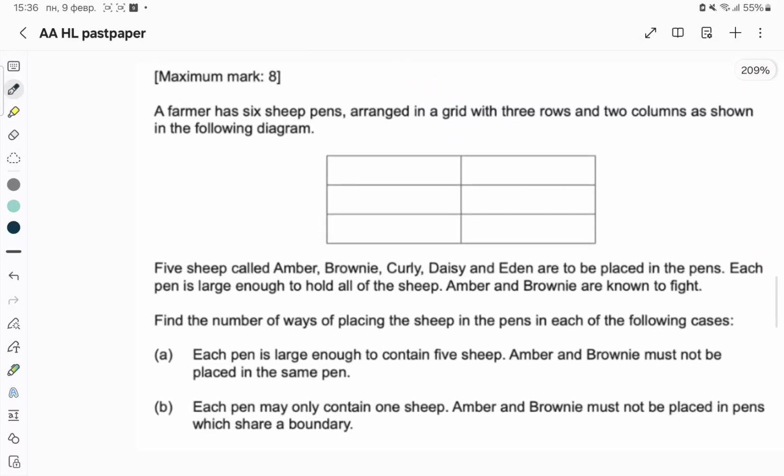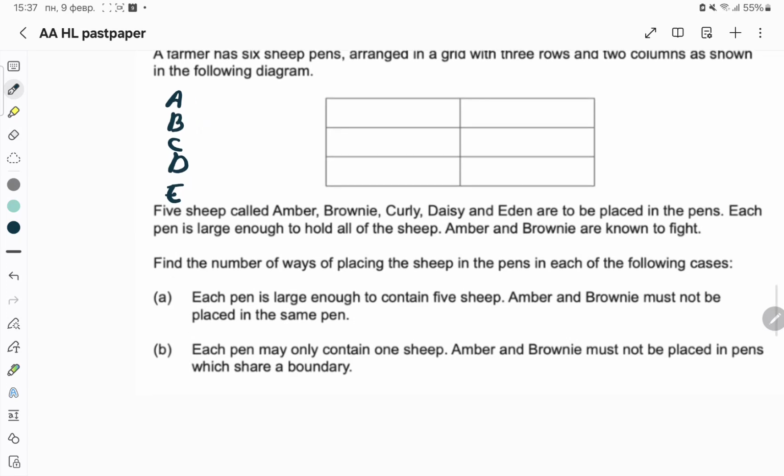It's given that the farmer has 6 sheep pens arranged in the grid as shown below. The 5 sheep called Amber, Brownie, Curly, Daisy, and Eden, A, B, C, D, E, are to be placed in the pens. Each pen is large enough to hold all of the sheep. Amber and Brownie are not known to fight. Find the number of ways of placing the sheep in the pens in each of the following cases. Each pen is large enough to contain 5 sheep. Amber and Brownie must not be placed in the same pen.